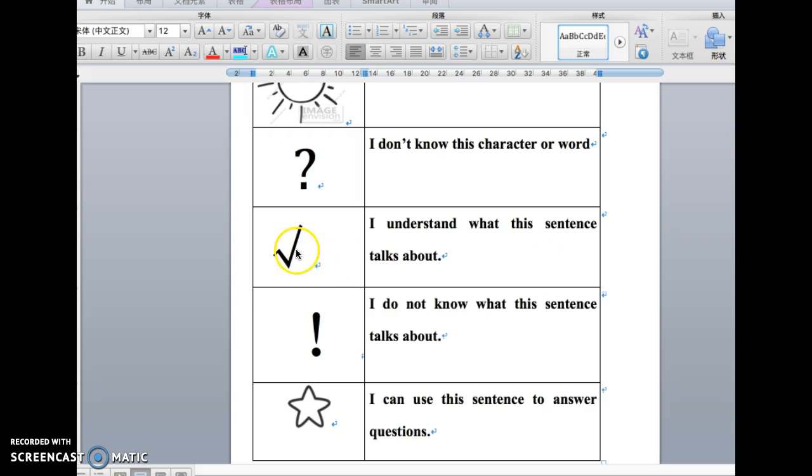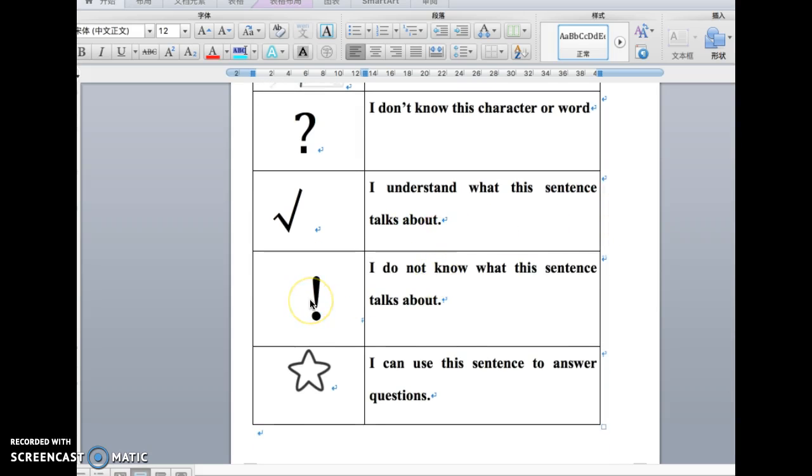The next one is a check. I draw one check here, but when you're coding, you're supposed to draw two checks, at the beginning and at the end of the sentence, if you understand what the sentence talks about. Another one is the exclamation point. If I don't know this sentence, I will put exclamation points at the beginning and at the end of the sentence to show that I don't really understand what this sentence talks about.